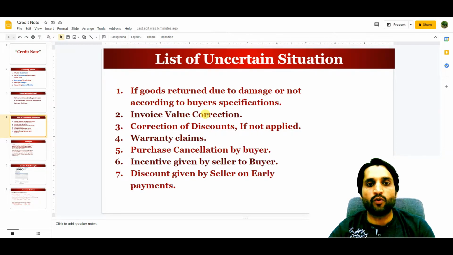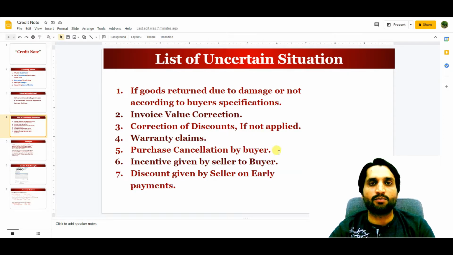Invoice value correction: when we have issued an invoice which is overstated, then we issue a credit note to adjust that amount to the buyer. After that, correction of discounts if not applied. There was a discount mentioned in the purchase order, but the seller didn't mention it in his invoice. So the seller has to issue a credit note to correct this discount amount. Warranty claims: there was a warranty claim which needs to be adjusted, so the seller has to issue a credit note to the buyer for the warranty claims.